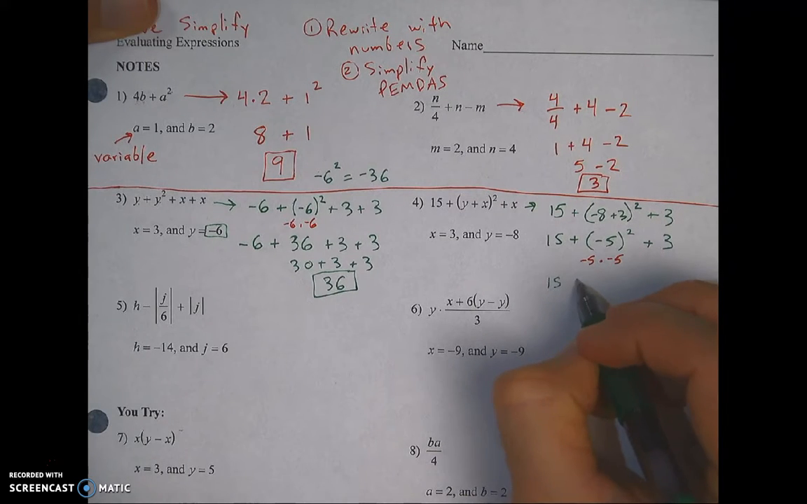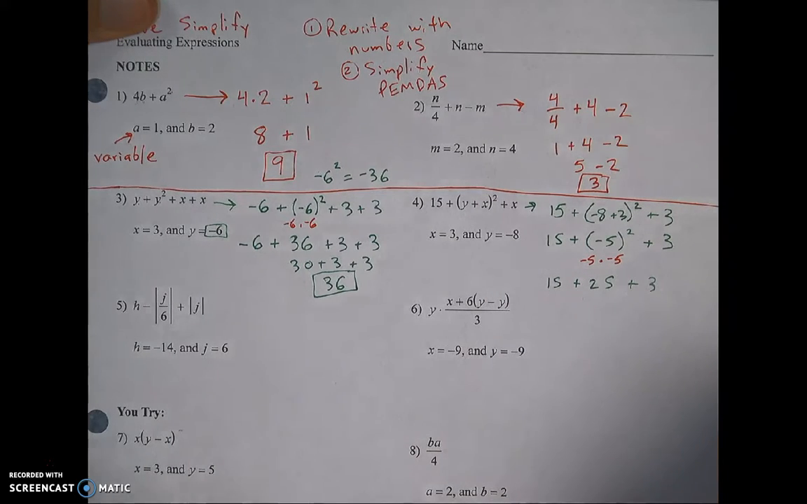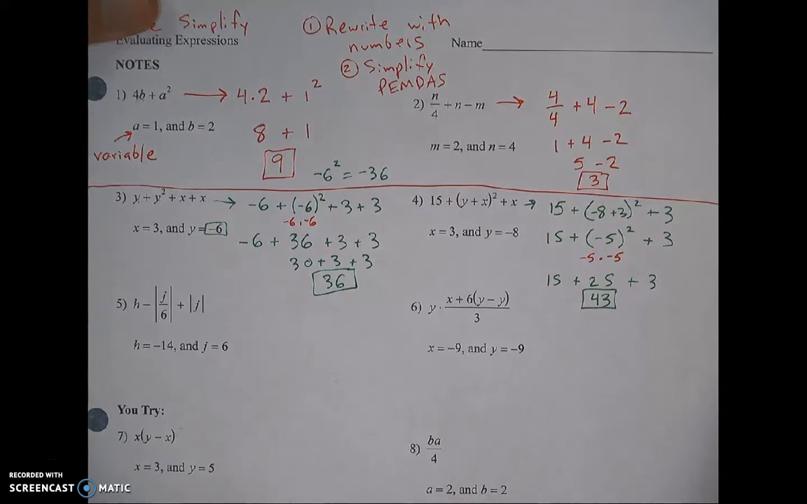So it's 25 plus 25 plus 3. Now it's easy. Add them all up. Final answer is 43. Okay.